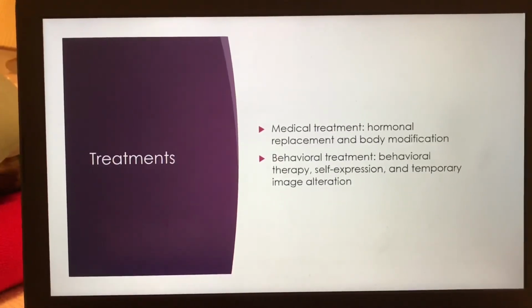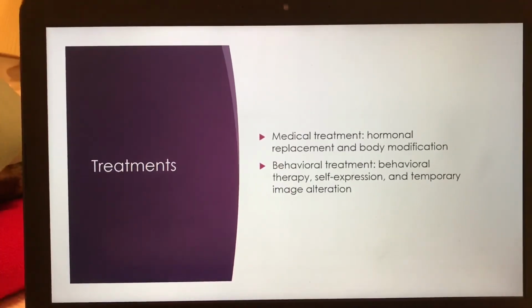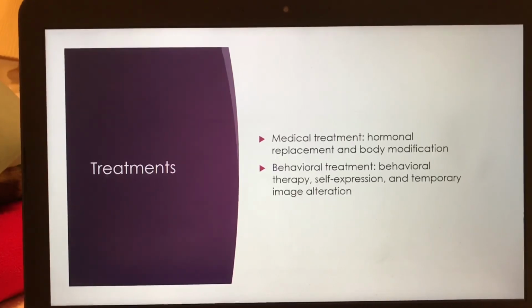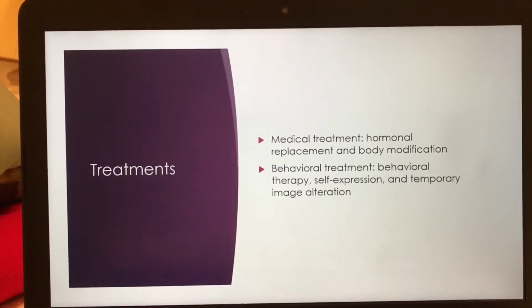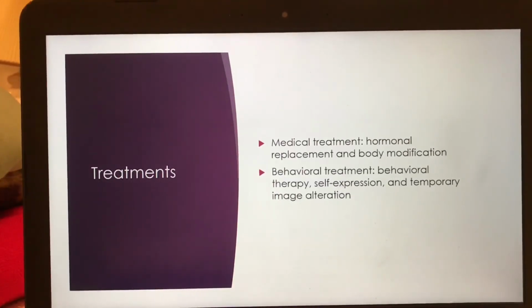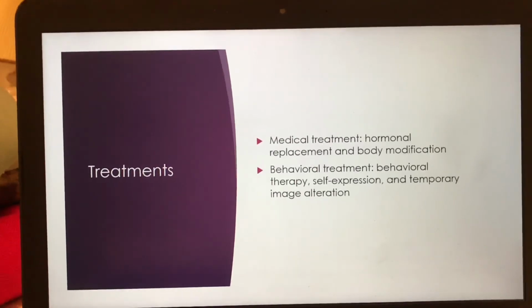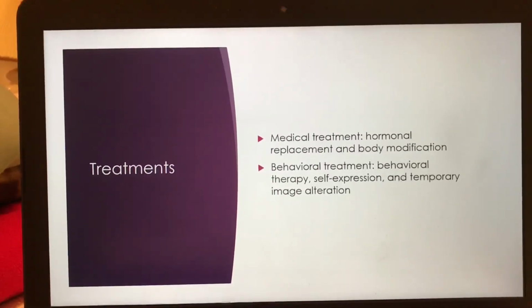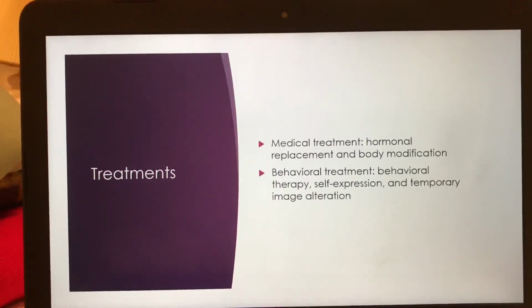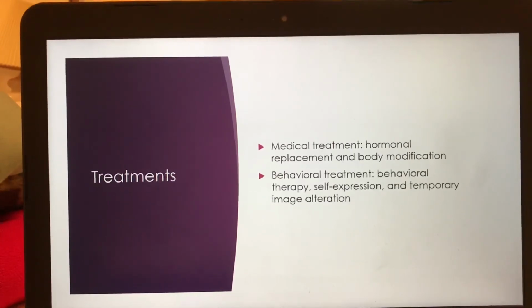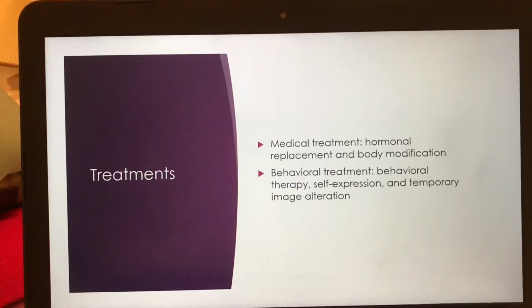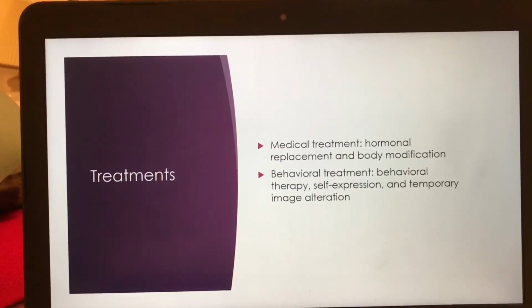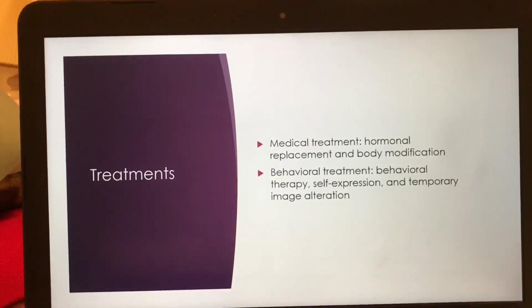Now, treatment. There are two types of treatment for the disorder, with medical treatments being hormone replacement therapy, body modifications like reconstructive surgery and plastic surgery. And then there are also behavioral treatments such as cognitive behavioral therapy and temporary body image alterations.